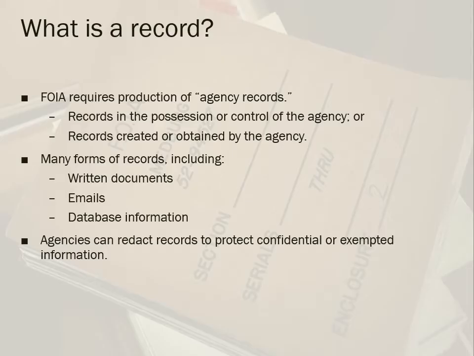Now, it is important to keep in mind that FOIA only requires the production of agency records. So that means records that are in the possession or control of the agency. Basically records that the agency generates, as well as records that the agency collects, usually from regulated parties. Agencies do not have to create a record if one does not exist. FOIA only requires that agencies release the records that they actually have. And these records can be redacted to protect confidential information or other information that FOIA exempts from disclosure.